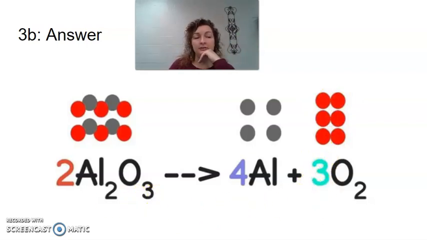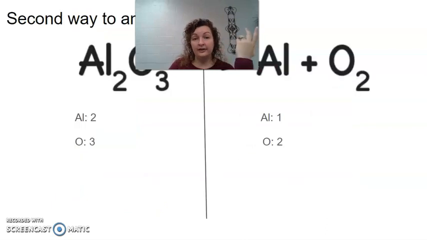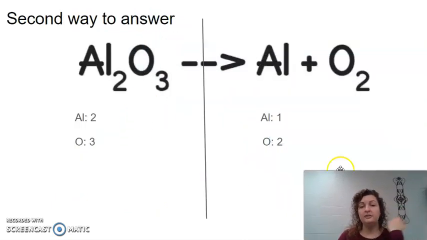Now, if you don't like doing it this way, or it's confusing, or if you just find another way easier, you can do it this way. So let me show you. We write a line down at our yield sign, and we write how many of each atom we have on each side. So our starting side has 2 aluminum and 3 oxygen. Now just write the same thing on this side, aluminum, oxygen, and see how many you have. So we have 1 aluminum and 2 oxygen.